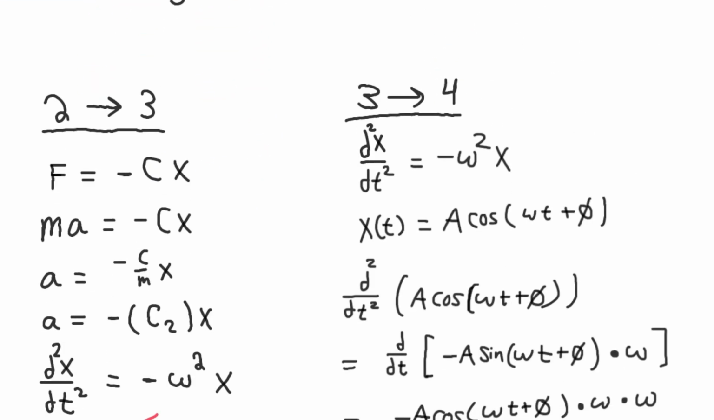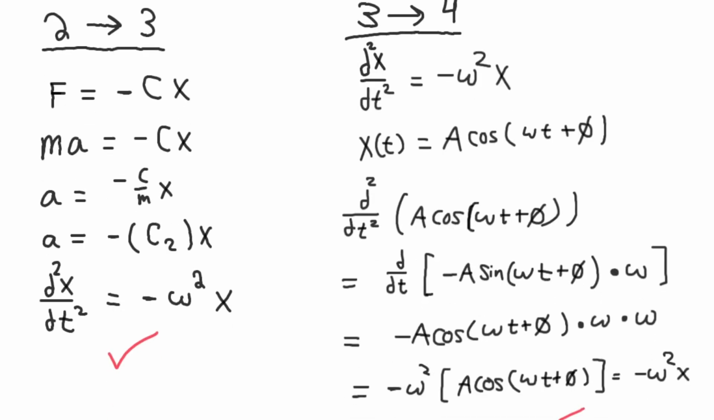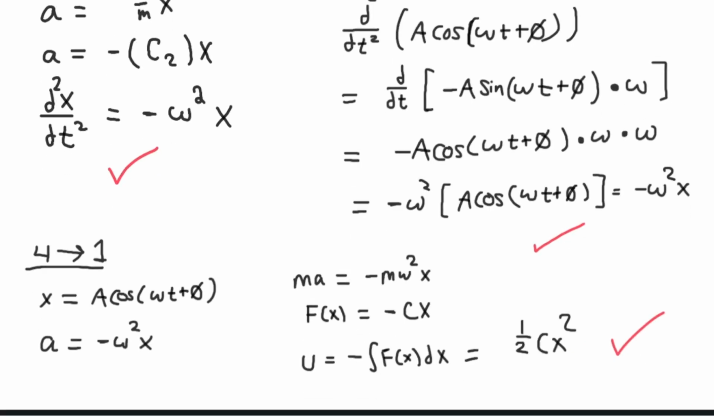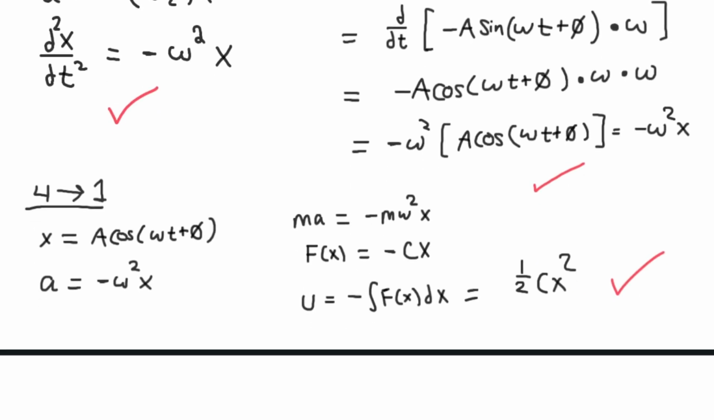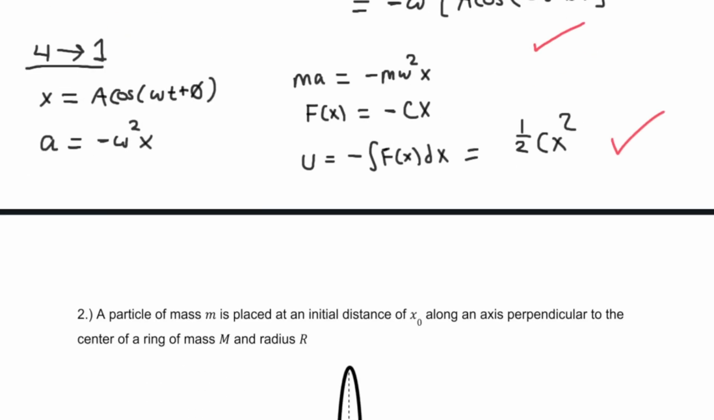If our force is a restoring force linear to displacement, we showed that that implies that we get the Newton's second law equation in differential form that looks like this. Then we just showed that a cosine curve actually satisfies this differential equation. And we showed that from a cosine curve, you could show that it does generate this quadratic potential energy. So that's a good exercise in understanding all these things are saying the same thing.